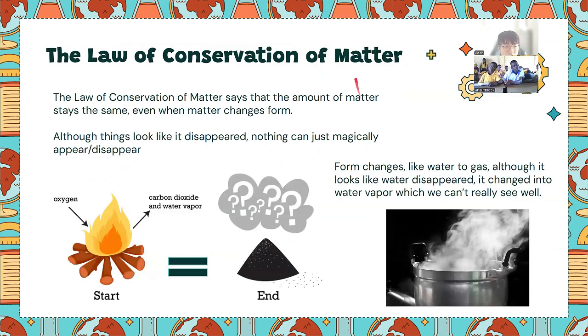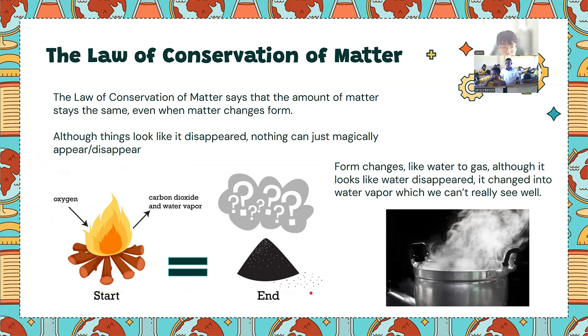This introduced us to the law of conservation of matter. So the law of conservation of matter says that the amount of matter stays the same even when matter changes forms. So although things look like they disappeared, nothing can just magically appear or disappear.